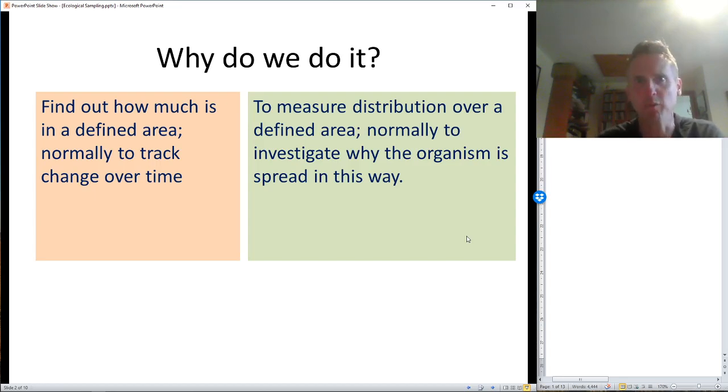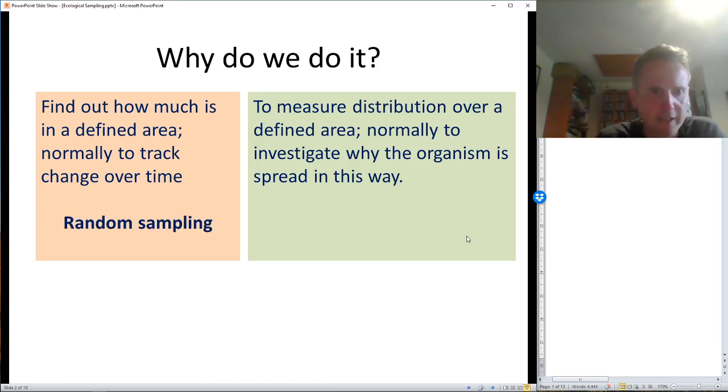More interesting when you do it as a one-off is to measure the distribution over a defined area. So normally to investigate why the organism is spread in this way. Why is there a lot there and not a lot somewhere else? It's never boring if you're a biologist. You can always look at a wall and think, why is the moss growing there and not growing there? And you can investigate it.